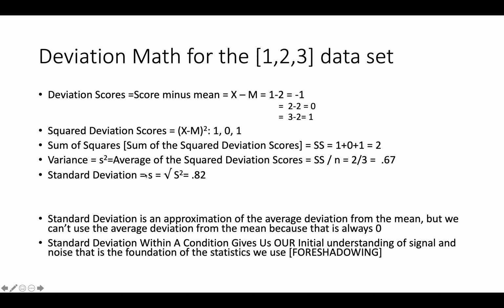And then finally, we get our standard deviation by taking the square root of our variance. Notice the symbols here, S and S squared. Variance is just standard deviation squared. Standard deviation is just the square root of variance. In this case, it equals 0.82. Now, this matters. This is our approximation of the average deviation score, with the understanding that the average deviation always adds to 0.